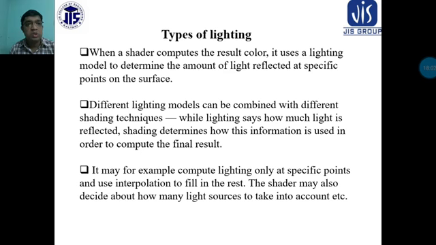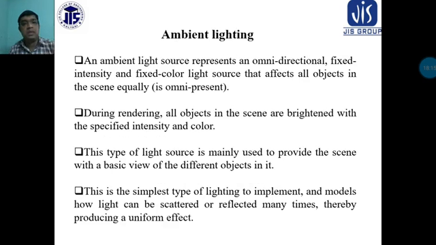The shader may also decide how many light sources to take into account. And another thing is ambient lighting.